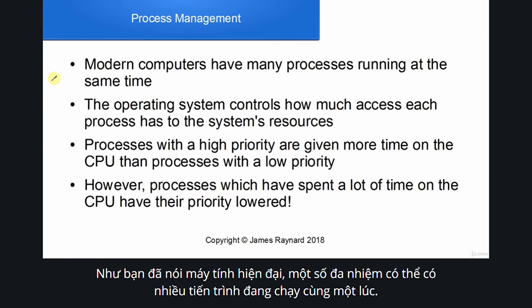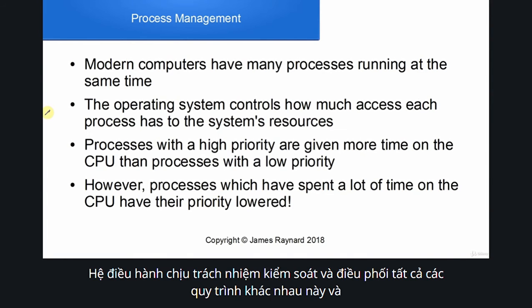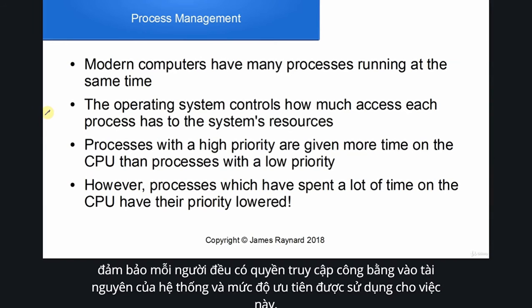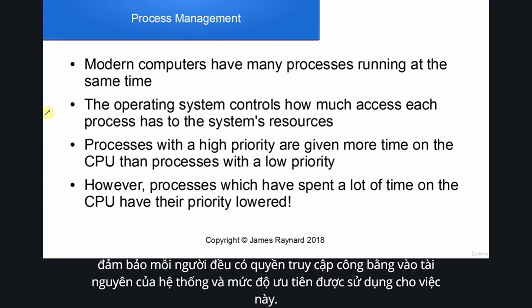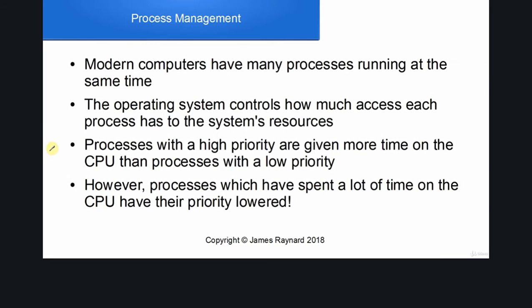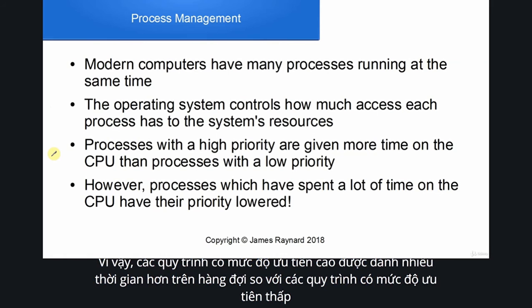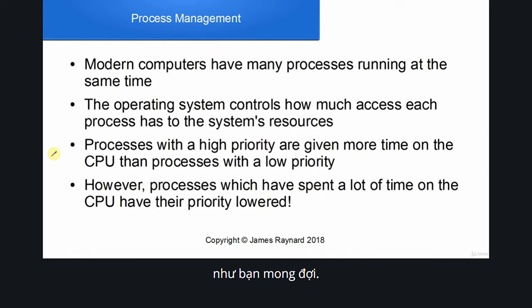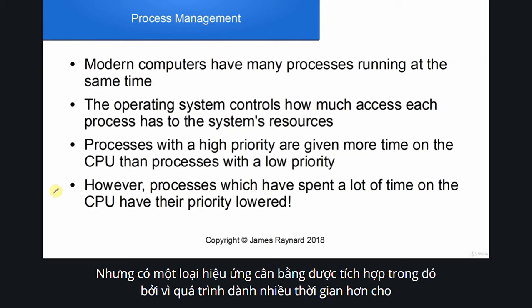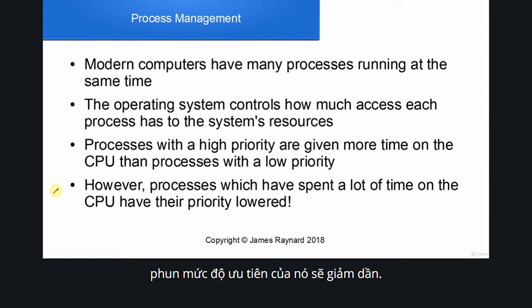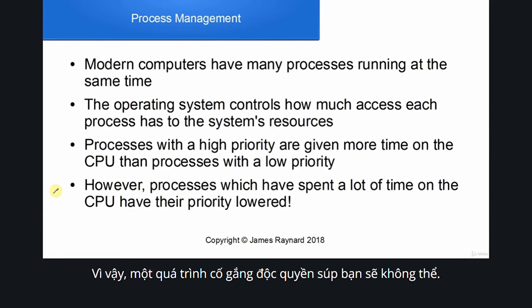As we said, modern computers are multitasking. They can have many processes running at the same time. The operating system is responsible for controlling and coordinating all these different processes and making sure each one gets fair access to the system's resources. And the priority level is used for this. So processes with a high priority are given more time on the CPU than processes with a low priority, as you might expect. But there is a kind of equalizing effect built into it, because as a process spends more time on the CPU, its priority level gets gradually reduced, so a process which tries to monopolize the CPU won't be able to.